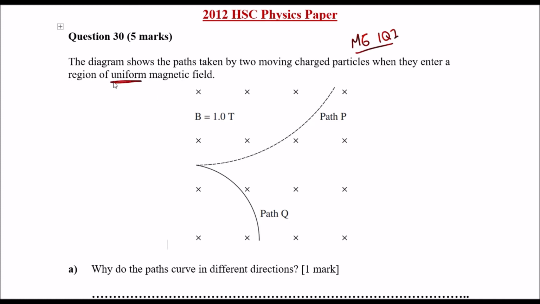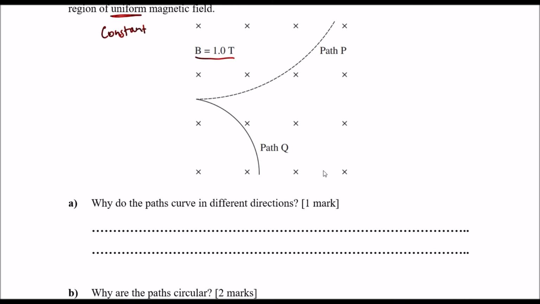When we say uniform, it means the magnetic field strength is constant, as you can see from this value of 1 Tesla here. Okay, so we have path P and path Q. Why do the paths curve in different directions? You can see they move in different directions.